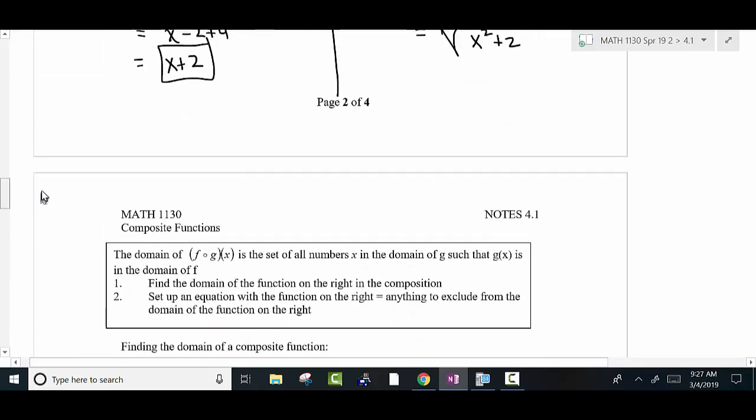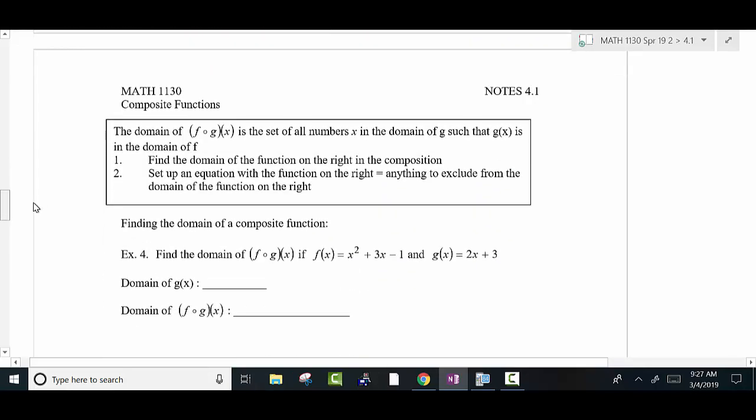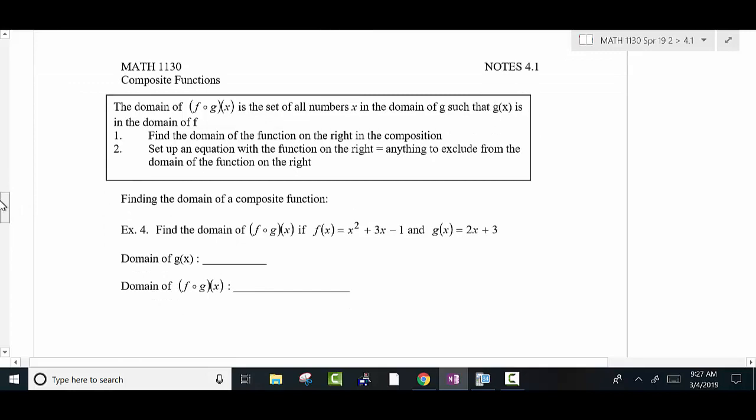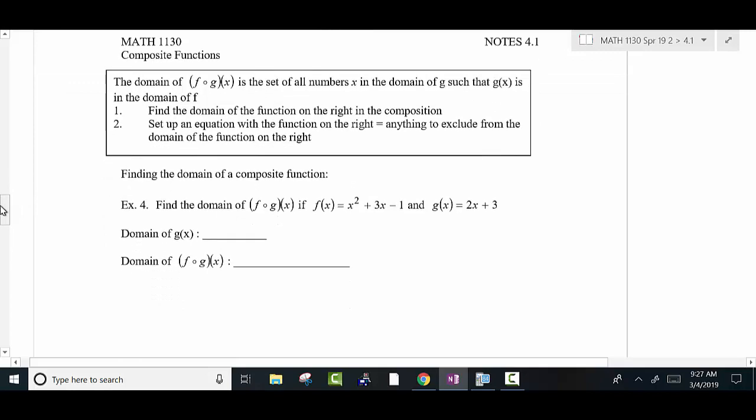Okay? All right. On the next page, the rest of the focus of this section is mostly on domain and range of compositions of functions. I usually show a little bit different way than the textbook does, that I think is a little bit simpler. But the key thing is, if you're doing a composition, you always have to start with finding the domain of the function on the right. So in this case, you would do the domain of g of x and make sure you follow that first.